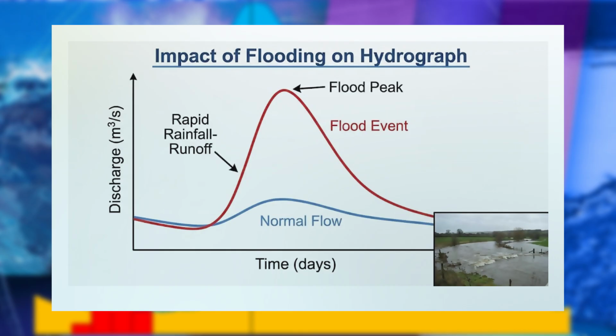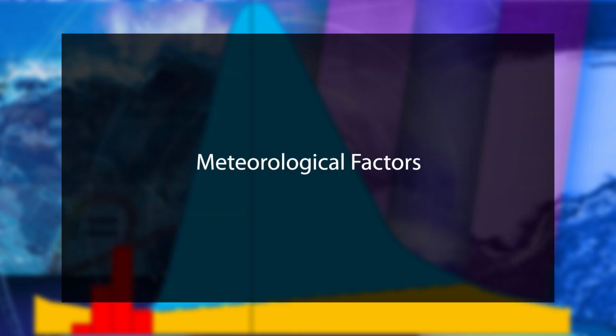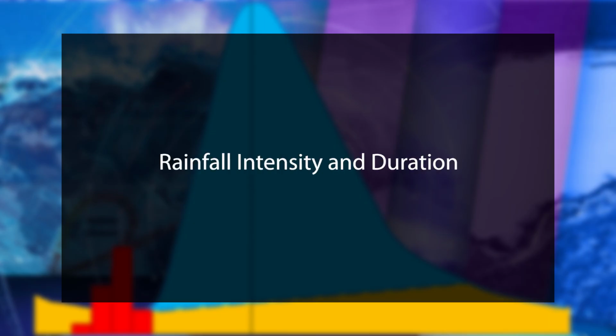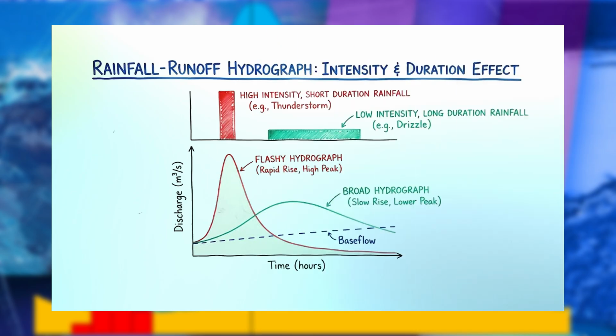like floods. Now, if we just see the meteorological factors, rainfall intensity and duration: intense rainfall produces a steep rising limb in the hydrograph with higher peak discharge as more water enters the stream system in a very short time. Longer rainfall events result in sustained runoff, extending the hydrograph falling limb.